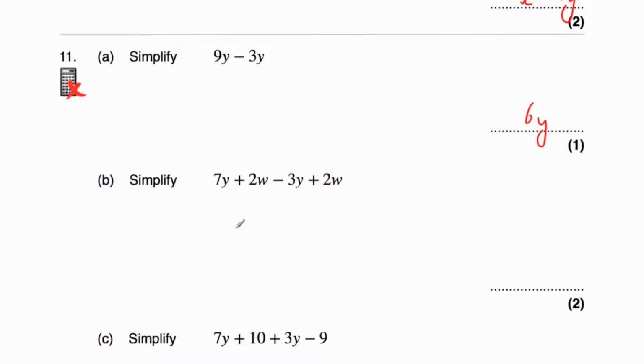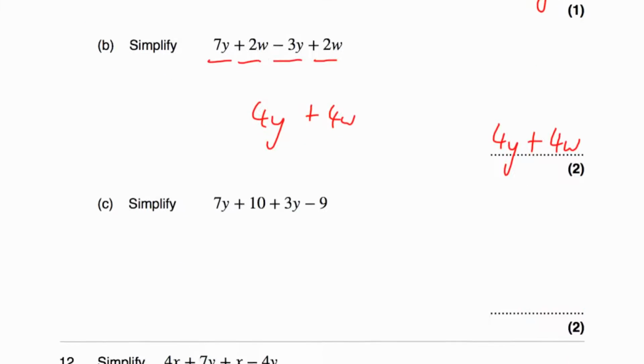So let's do our y's and then do our w's afterwards. So dealing with our y's, we've got 7y, take away 3y. Well, 7y's, take away 3y's, that'll be 4y's. And then let's do our w's, we've got plus 2w, or positive 2w, plus another 2w, so that'll be altogether adding 4w's, so plus 4w. So the answer would be 4y plus 4w. And again, we can't simplify these because they're different letters.